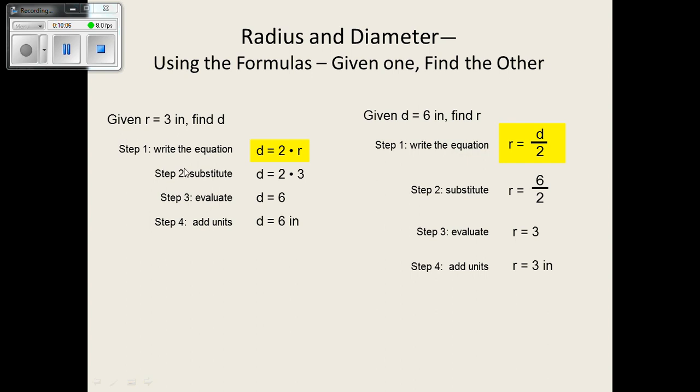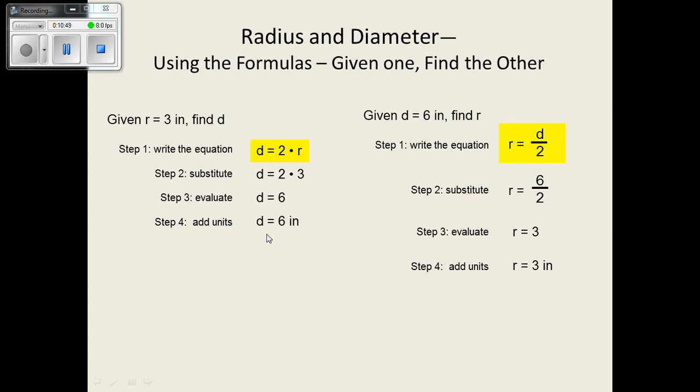Step 2, we're going to show the substitution. I'm going to replace this letter R with the number 3 because they tell us that R equals 3. So now my equation says D equals 2 times 3. Step 3 is going to be evaluate or simplify or do the math. So 2 times 3 is 6. So I'm going to write 6. And now my equation says D equals 6. Now step 4, add units. This is very important. Since we started with inches, we are going to use inches down here. So our diameter is 6 inches.